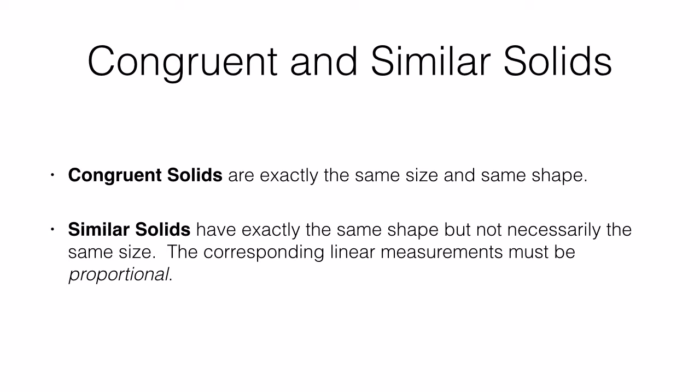So congruent solids have exactly the same size and shape. Two solids are similar if they have the exact same shape, but not necessarily the same size. And so instead we would say the corresponding linear measurements must be proportional. So linear measurements are things like height, length, width, diameter, slant height, etc.